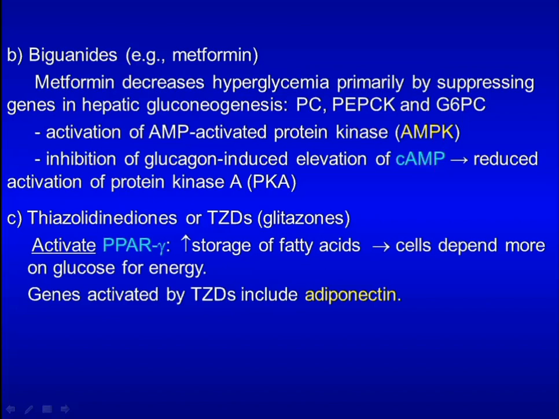Glitazones activate PPAR gamma, which increase storage of fatty acids. As a result, cells depend more on glucose for energy. One downstream gene activated by glitazones is adiponectin. Adiponectin increases insulin sensitivity.